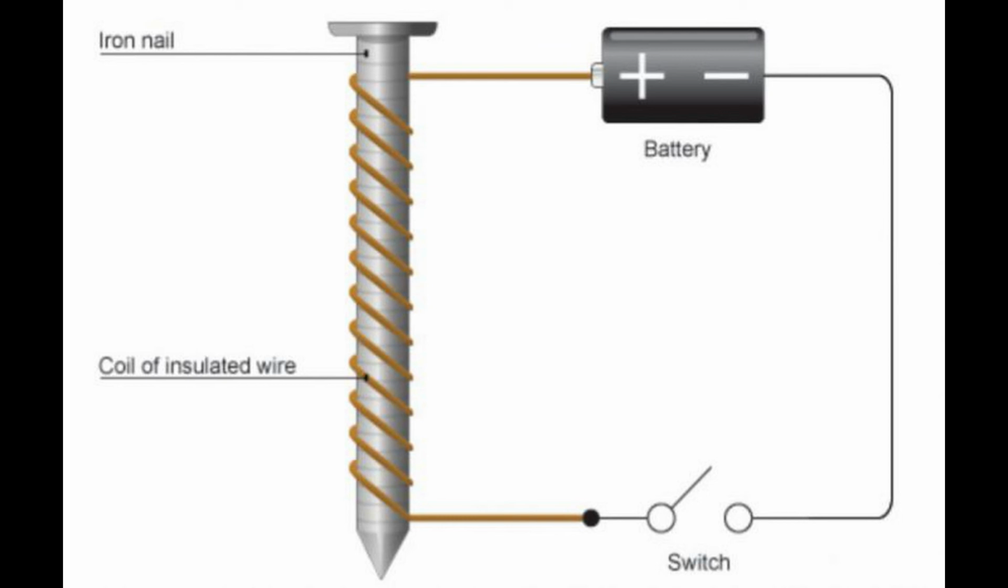So the iron nail is surrounded by wire, and that will behave like a magnet when the switch is on. When the switch is off, it will be normal and the magnetic property will be lost. That coil is known as the electromagnet. An electromagnet can be made very strong and can lift very heavy loads. It has the capacity to lift very heavy loads.